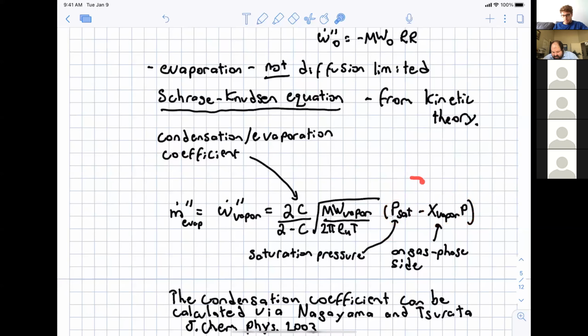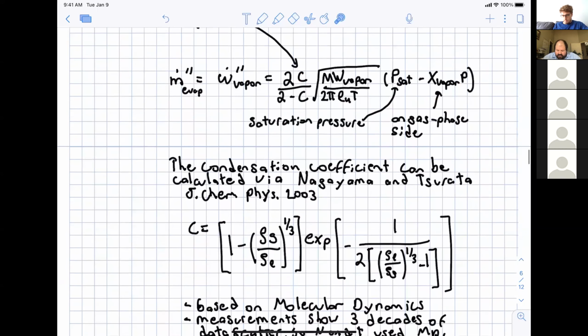If this term is greater than 0, you have evaporation, and if it's less than 0, you have condensation on the surface. Okay, and so the C here is called a condensation or evaporation coefficient. And there is data on that for say water, but even for water, there are 3 decades of data scatter, so the measurements are unreliable.